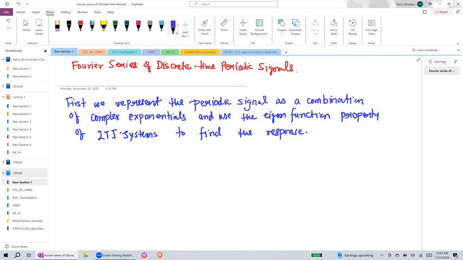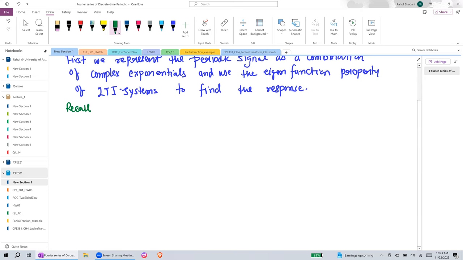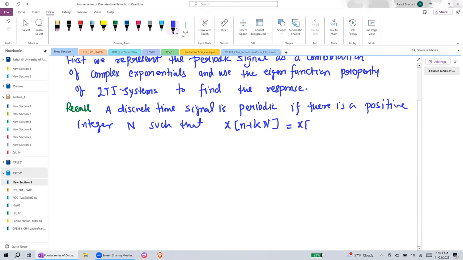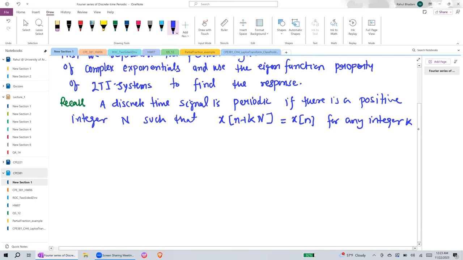Okay, and so in this case, if you recall, a discrete time signal is periodic if there is a positive integer N such that x of n plus k times N equals x of n for any integer k. And remember that small n is also an integer, which is the index for your discrete time signal samples.